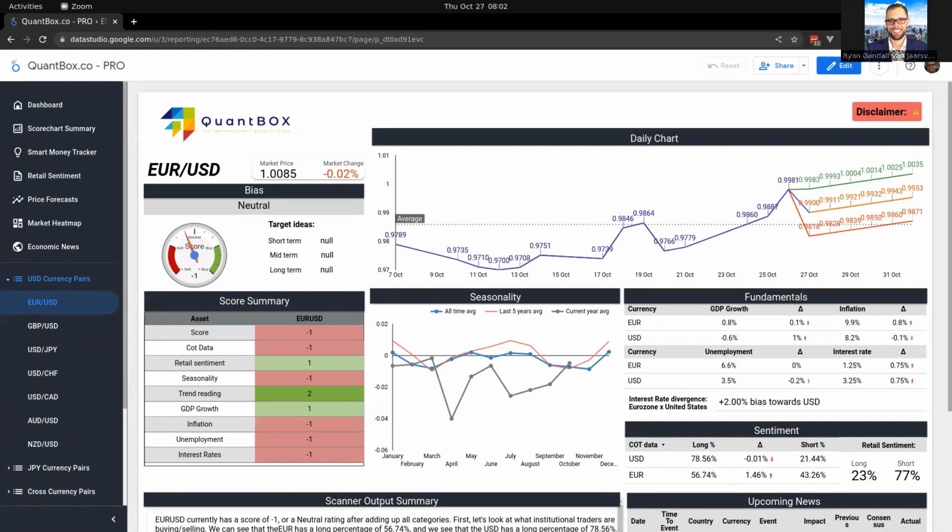So EUR/USD, first off, neutral. Breaking that down, you can see that COT data, seasonality, inflation, unemployment, and interest rates are all coming through with -1. Retail sentiment is a positive, trend reading is a positive, and GDP growth is a positive, giving us a total score of neutral.